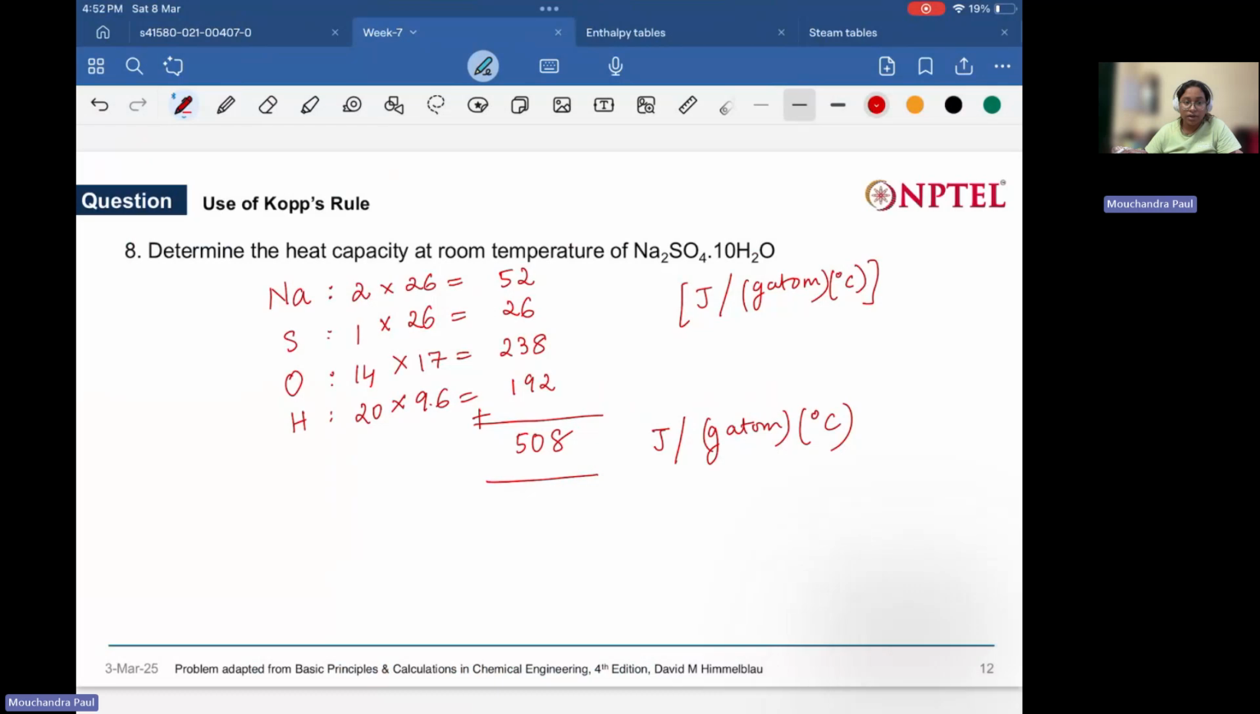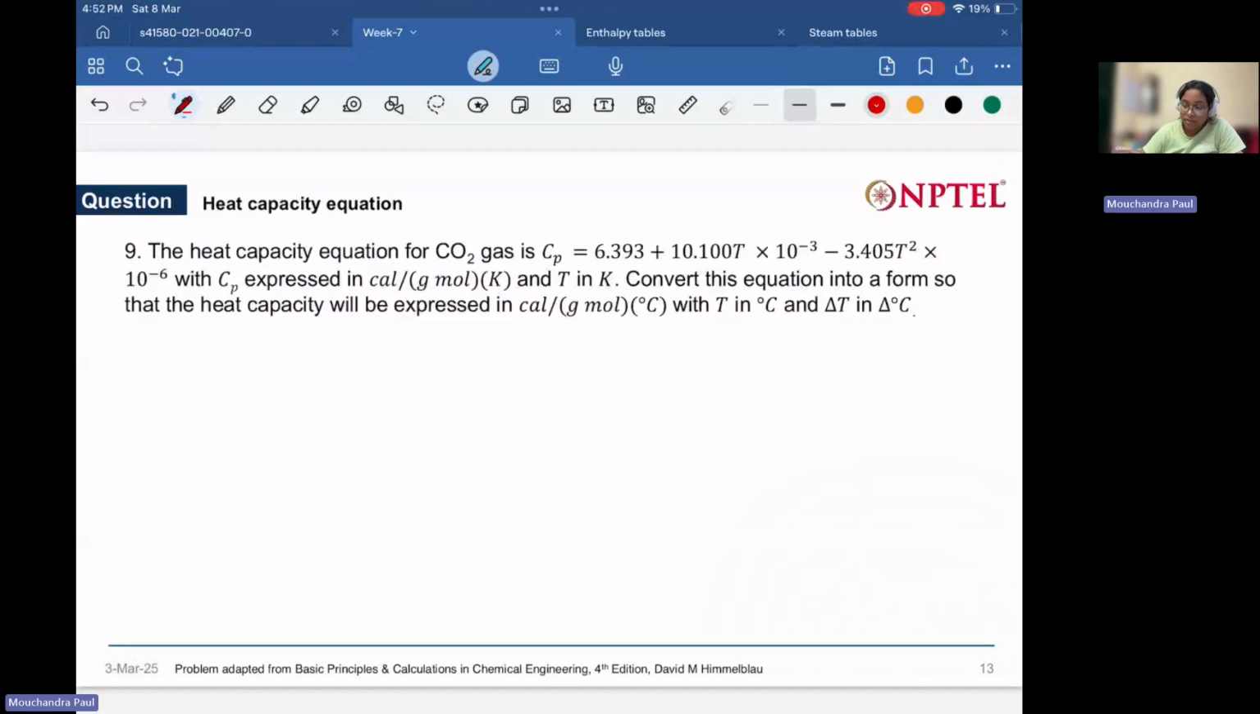Yeah. Okay, this is the answer. Now let's move on to the next question. This is the second last question of today's session.